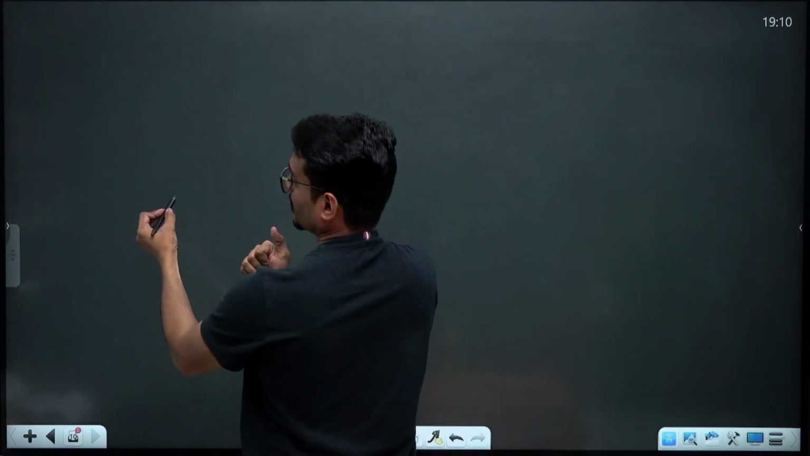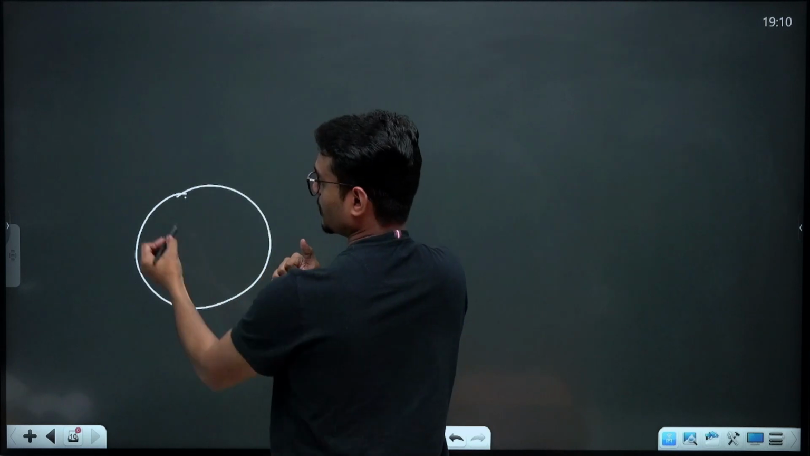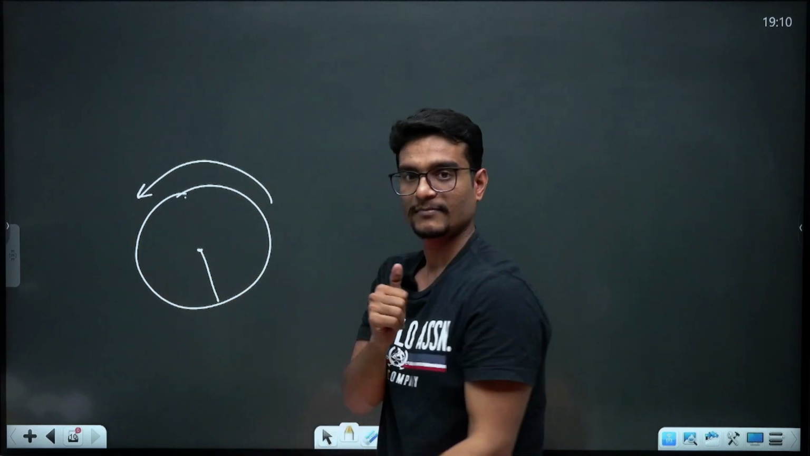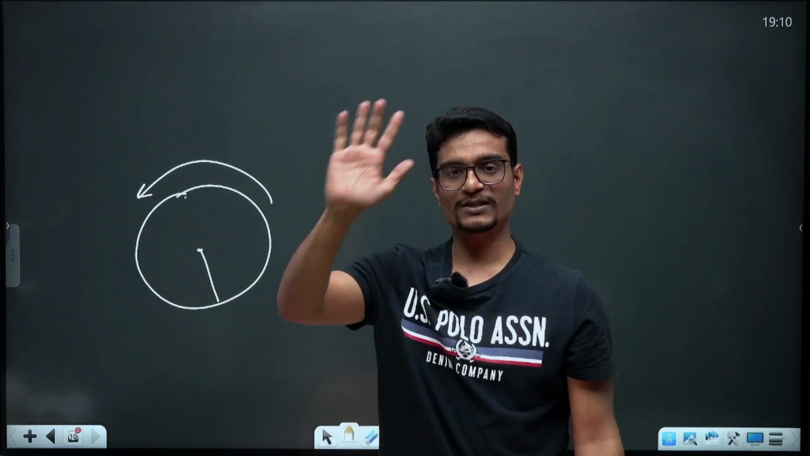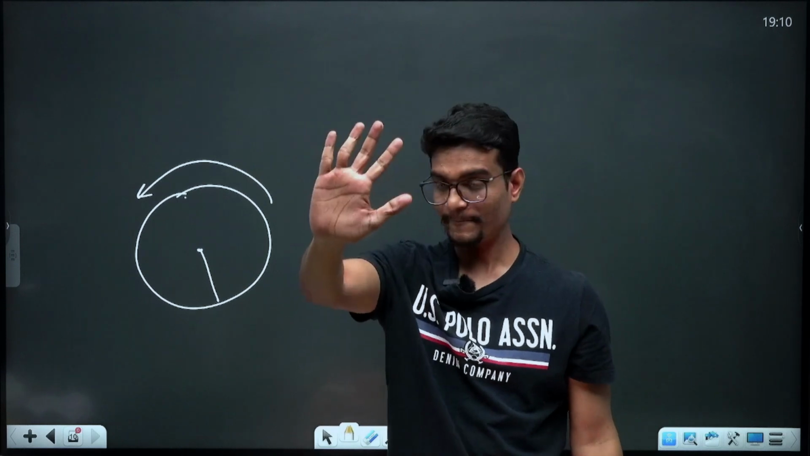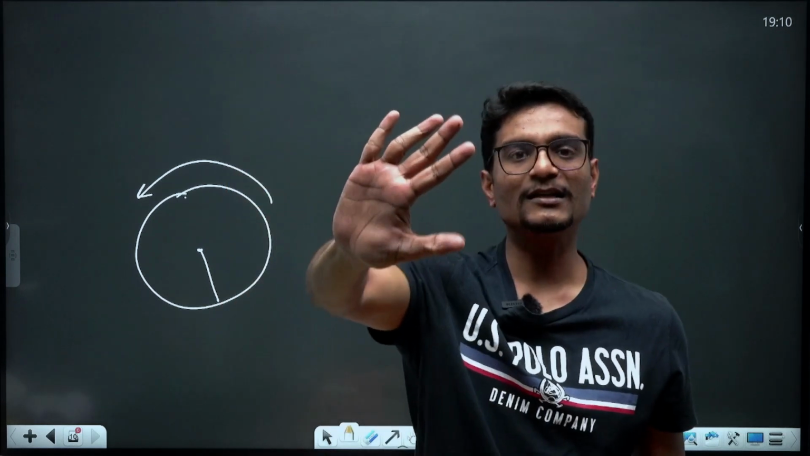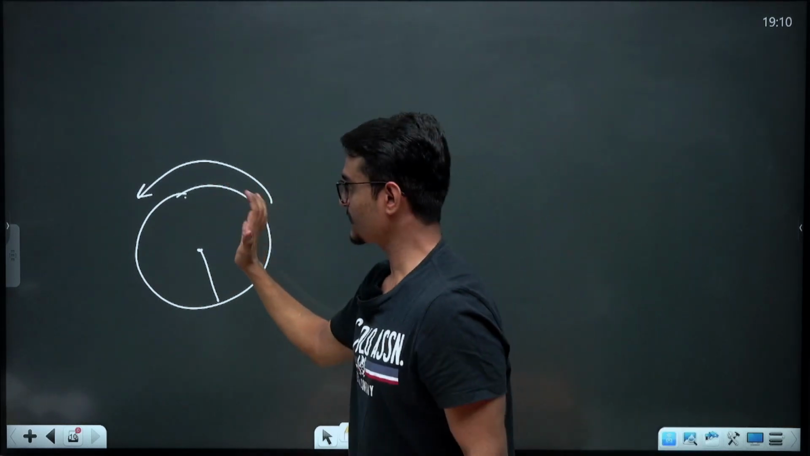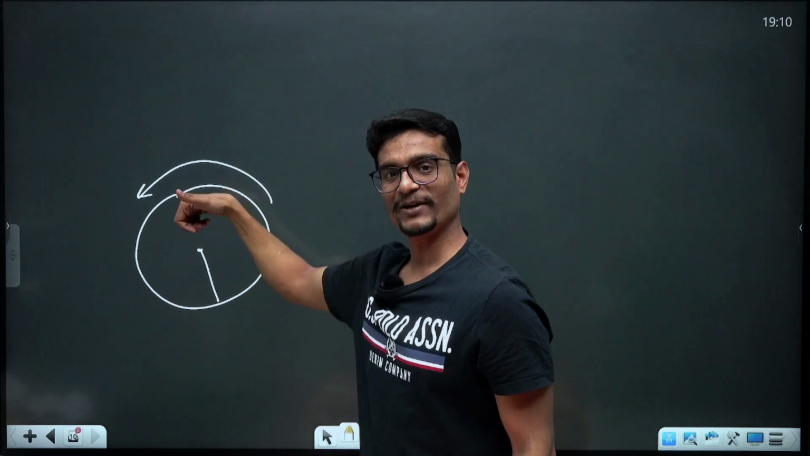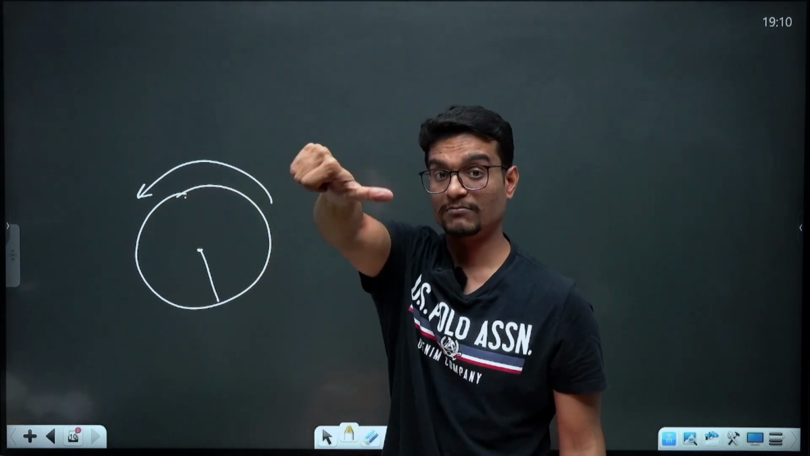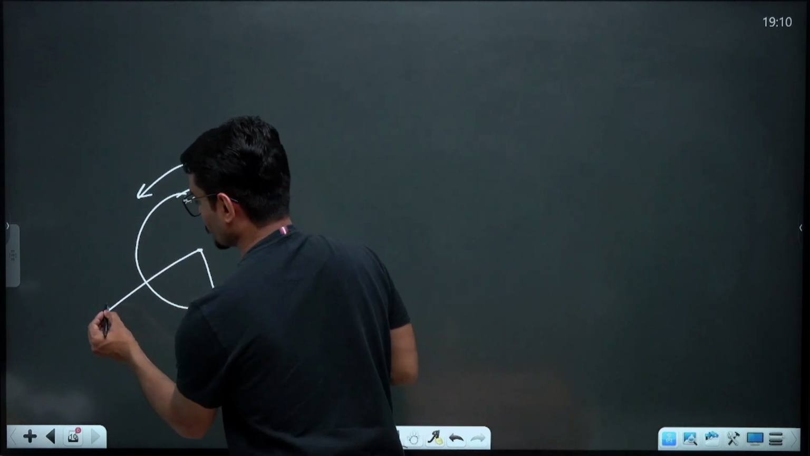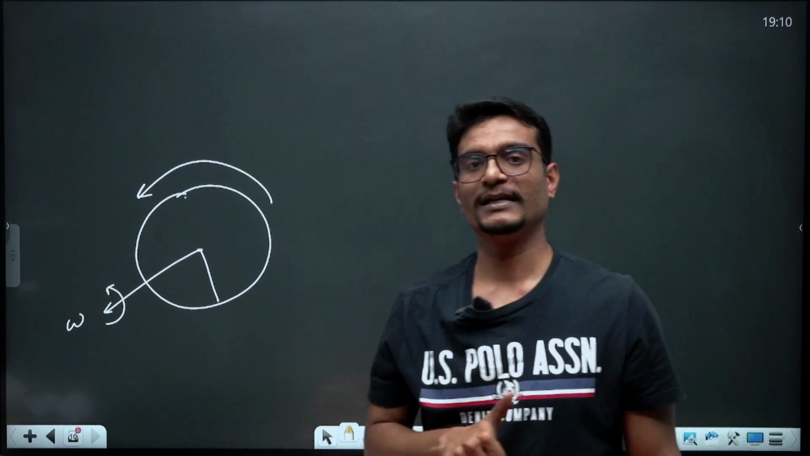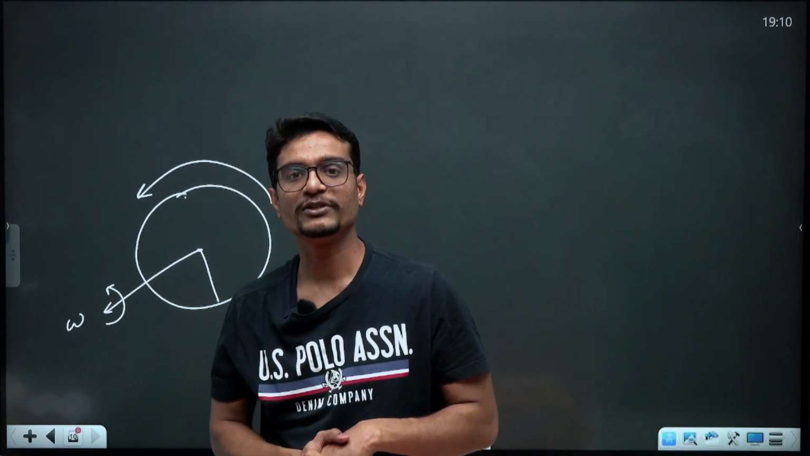So let us say there is a wheel and the wheel is rotating in the anti-clockwise sense. We use a convention, and for that we use the right hand. Simply curl your right hand in the direction of the motion, like this. This is the direction of the motion, let us say angular velocity. But is it the direction of the torque?